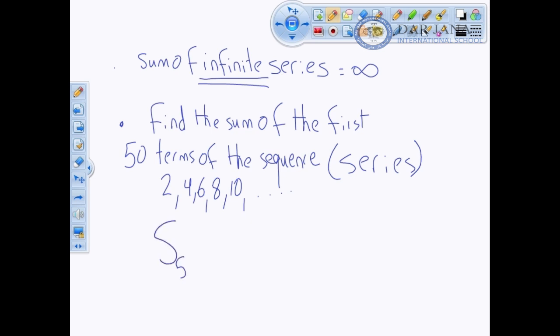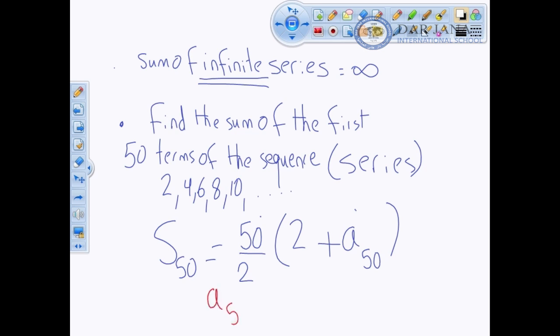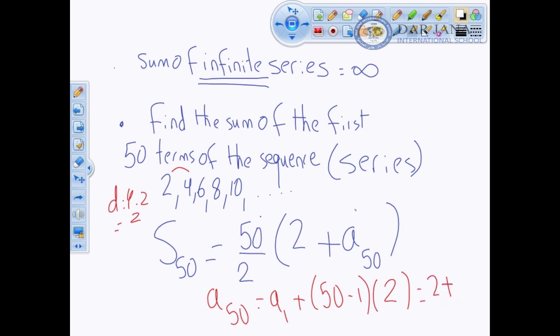So S50 is equal to 50 over 2. Why? Since 50 is the number of the terms. The first term, which is 2, plus the last term, I don't have it. So I need to find the 50th term first. A50 is equal to A1 plus 50 minus 1 times the common difference, where D is equal to 4 minus 2, which is 2. So times 2. A1 is 2 also, plus 49 times 2.